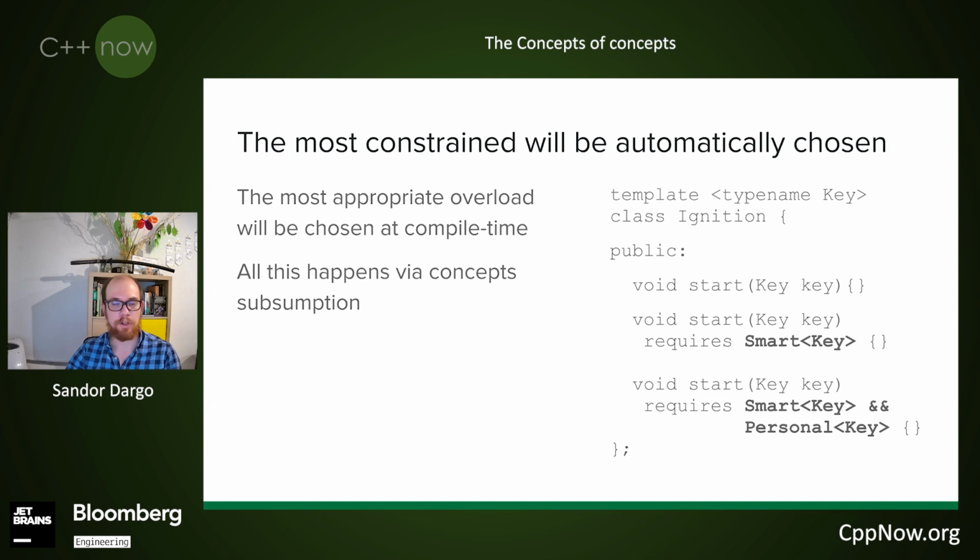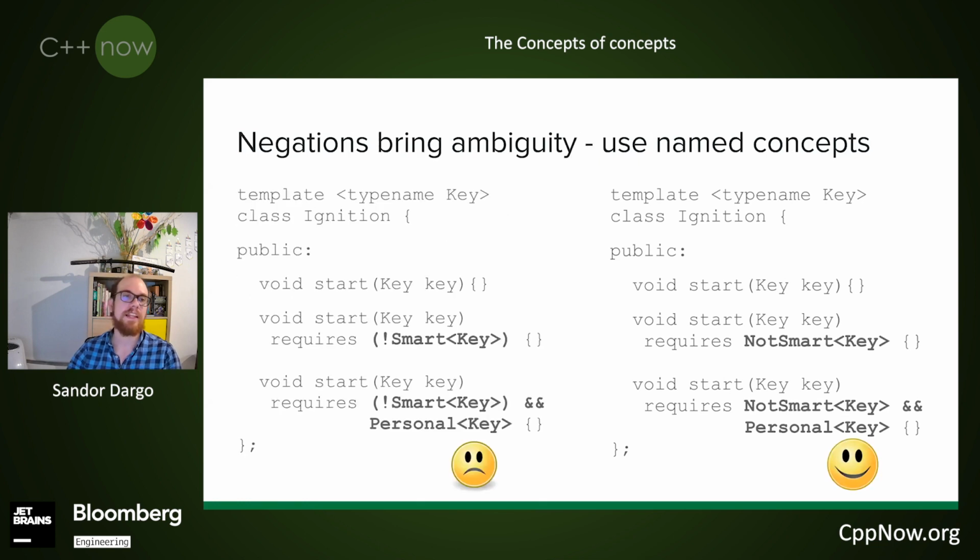But there are a couple of things that we have to take into account, and here comes negation into the picture. Negations might bring ambiguity, and for them you have to use named concepts. But why is that? As you can see on the left side, we say here that the key must not be smart, and for the third overload we say it must not be starred, but yet it must be a personal key.